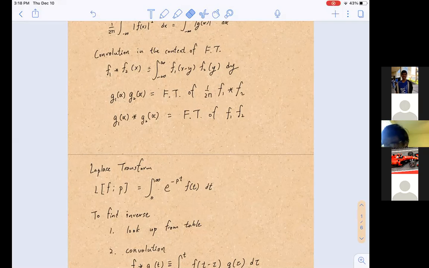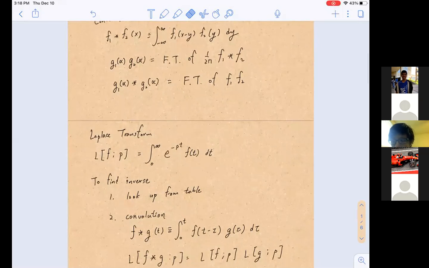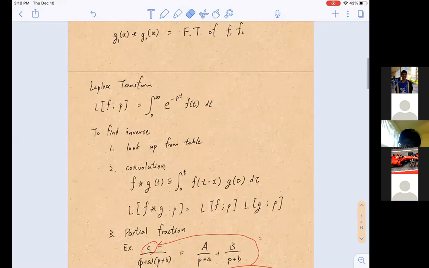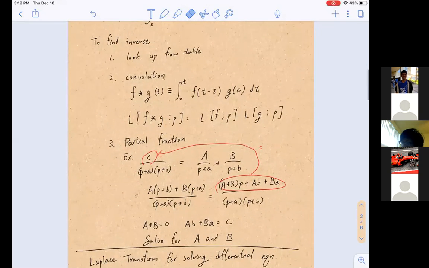Where would this convolution be helpful? Is that your question, Elijah? Okay, I'm not sure when you asked that, so I can't answer that. Oh, when do we need convolution in Fourier transform or Laplace transform? Yeah, I guess it's all for finding inverses. Right? So for Laplace transform, you find the inverse of this whole thing using convolution.